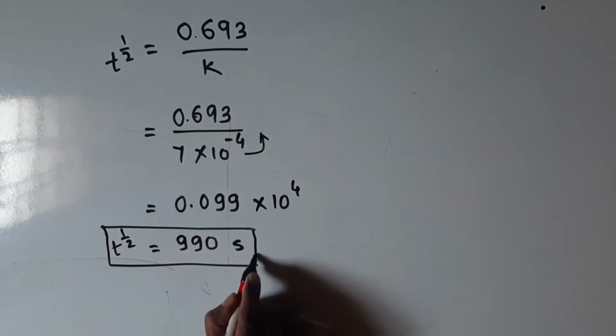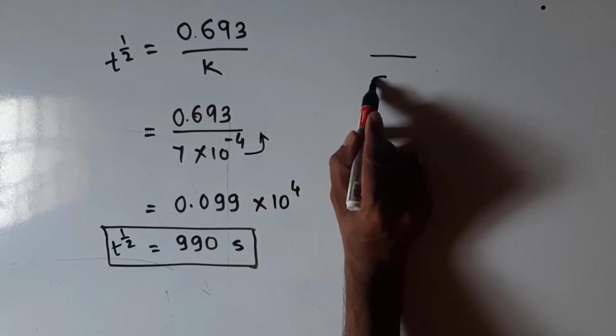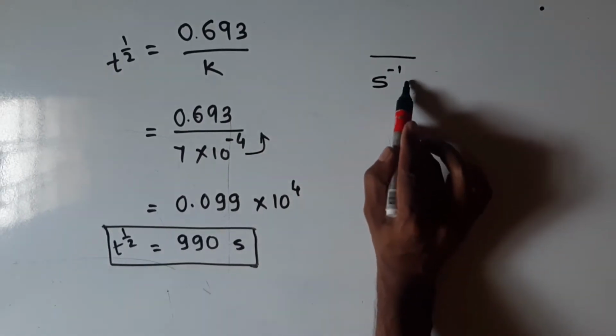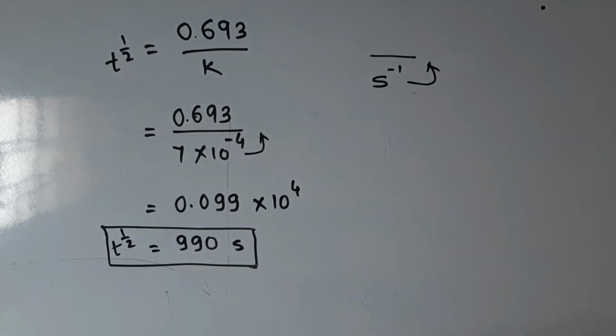Now why is the unit seconds? Because the unit of K is second inverse. So when that second inverse goes to the numerator, it becomes second.